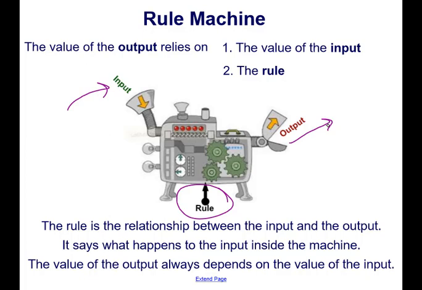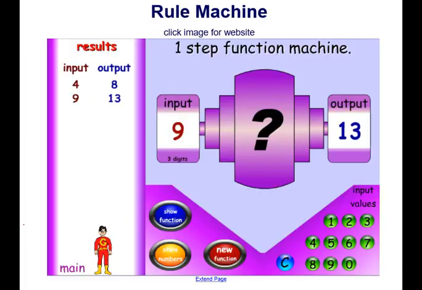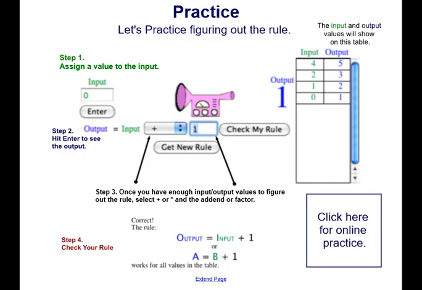So if you want to explore more with these rules and the idea of it being a machine, you can play around with this website. It gives you a bunch of different functions and rules, and if you give it different inputs, you get to pick the value. It will spit out an output, and you can guess and try to play around with what that rule is, what's happening to the input to get the output. You also can practice with this as well.